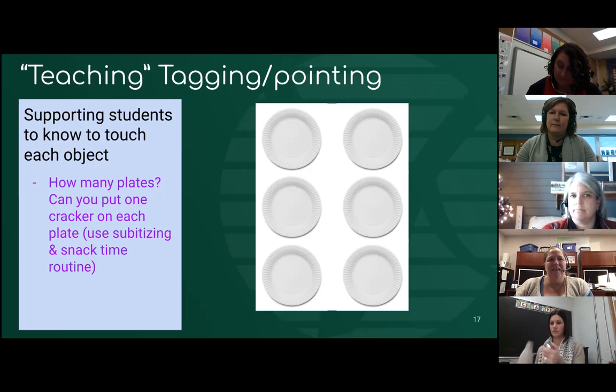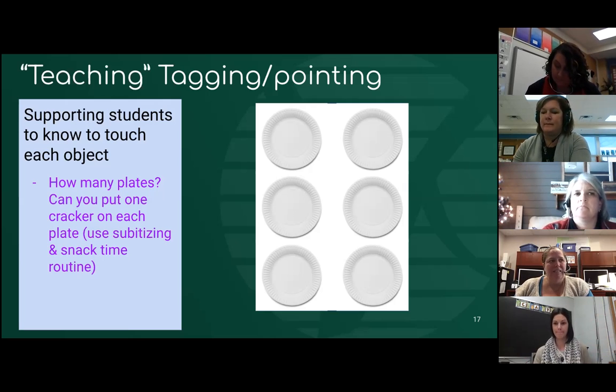The idea that in order to put 1 on each of those plates, they would therefore need 6 crackers because there's 6 plates. That key idea is one-to-one correspondence. There's 1 cracker per plate. Therefore, if there are 6 plates, there must be 6 crackers. And that's a little bit more challenging than just counting.